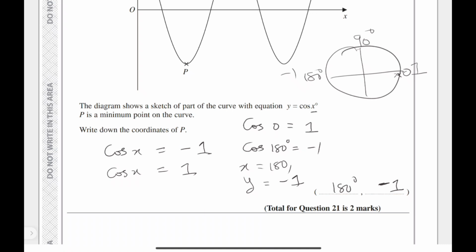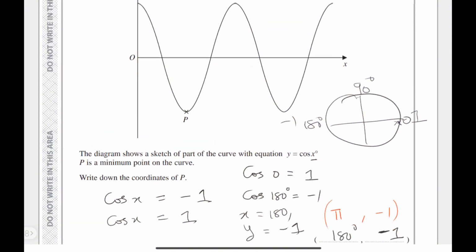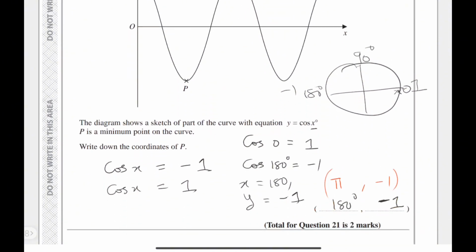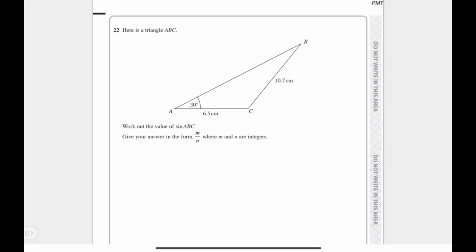But if we are asked to give our answer in terms of pi, then it will be pi, 180 degrees is pi, so that is pi radians, comma, -1. But in this case, I don't think we are asked to give our answer in terms of pi, so that would just be 180 degrees, comma, -1. So that will be the coordinate of P. I hope that makes sense.